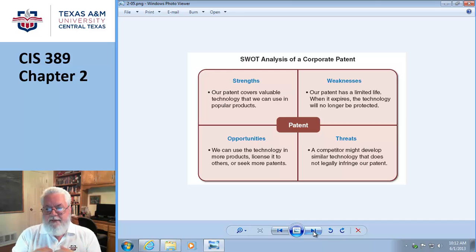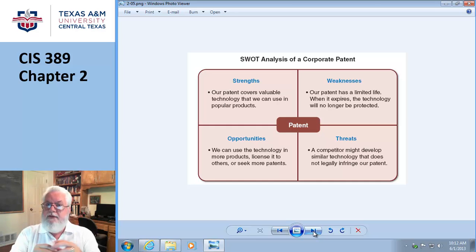Now, you as a systems analyst can't do this on your own. You're going to need a group of people to help you put together the SWOT analysis. And sometimes you would do a SWOT analysis on the project that you're working on. Because, yes, your project is going to have strengths, weaknesses, opportunities, and threats.